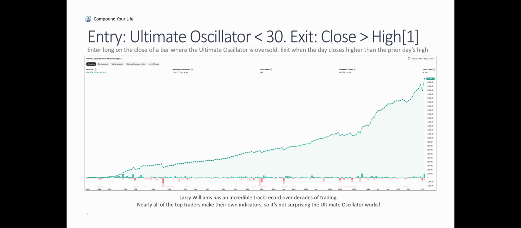And in terms of coding for this month, I'm not going to record a video coding it. It's just the default settings of the Ultimate Oscillator, except we're using 4, 8, and 10 for the 3 time frames rather than the initial default that he created decades ago. Otherwise, the oversold is still below 30. That's the default they created decades ago. We're still using that as our entry. And of course, the exit is when the close is greater than the prior day's high.